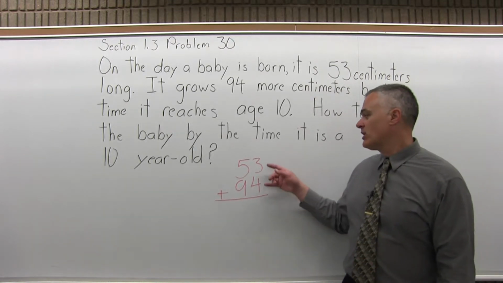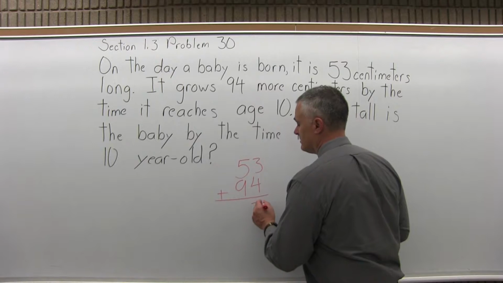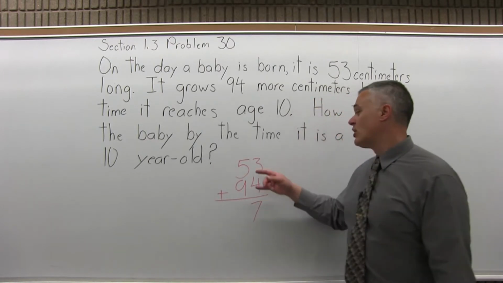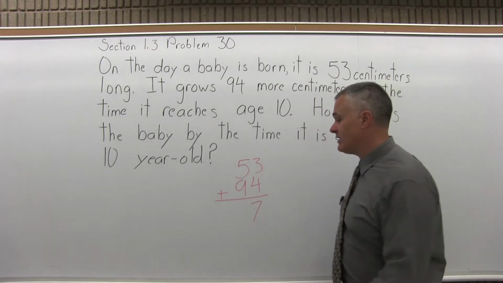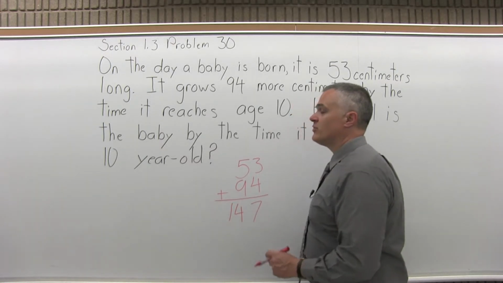So in the far right column of digits, I'll start by adding 3 plus 4, which is 7. And then the other column, 5 plus 9, which is 14. So the answer is 147.